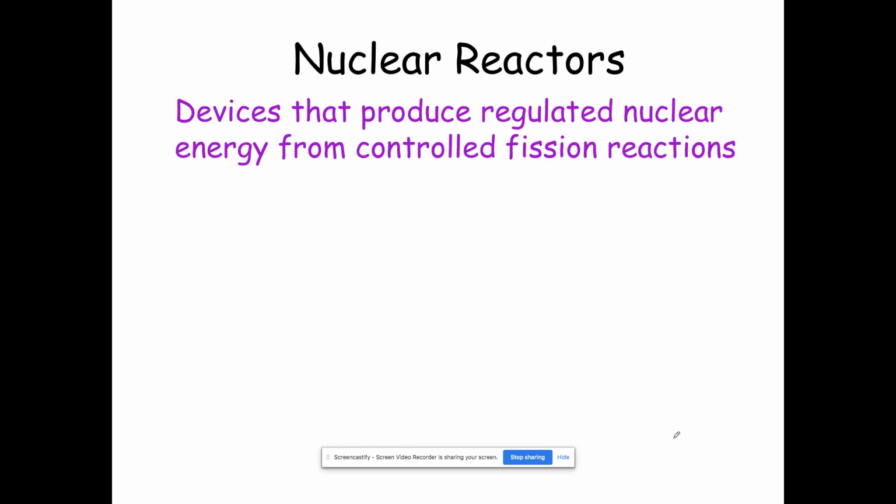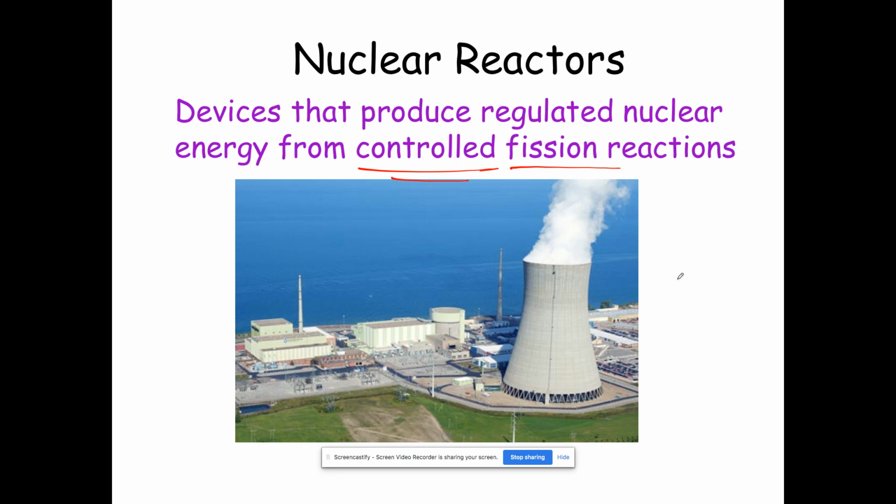So nuclear reactors, we are using a fission reaction. So again, splitting of nuclei, large ones, but it's controlled. So we have things in place to help slow it down. This is Nine Mile Point, Scriba, Oswego, New York. It's a functioning nuclear power plant. We have many in the country. This might be one you're familiar with.